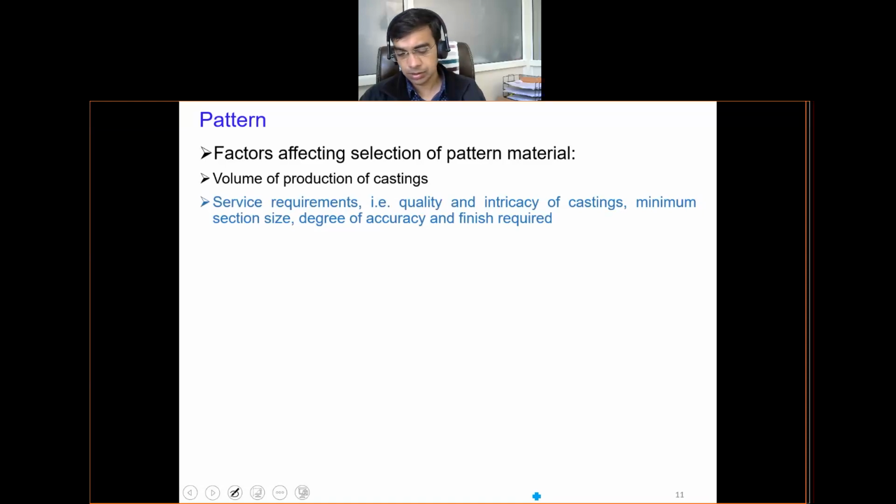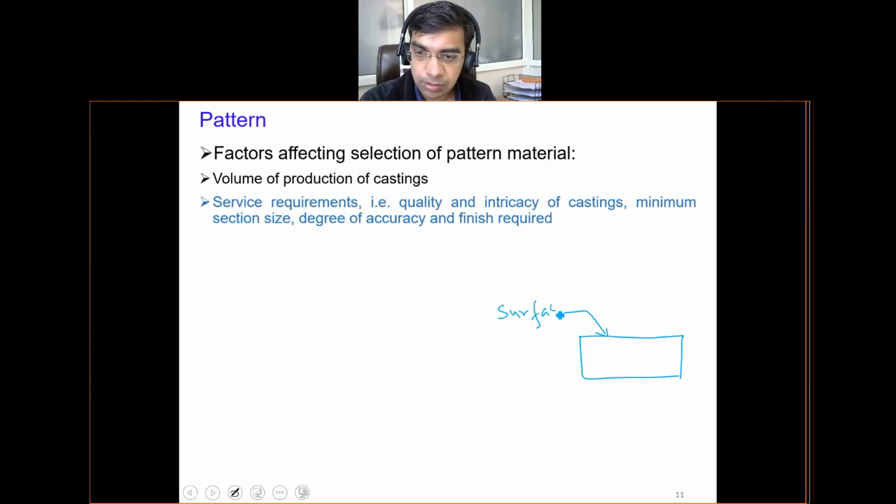Certain cast products need to have a very good surface finish. So why am I talking of the surface finish every time? Because in engineering components, the surface of the engineering component plays a very important role. If I consider this as the surface of this object, in engineering, no engineering surface is perfectly flat.